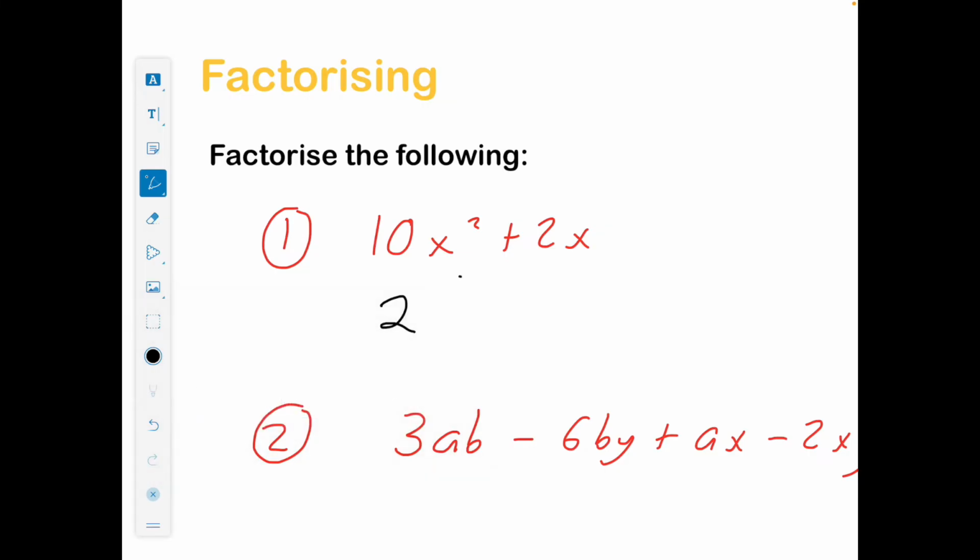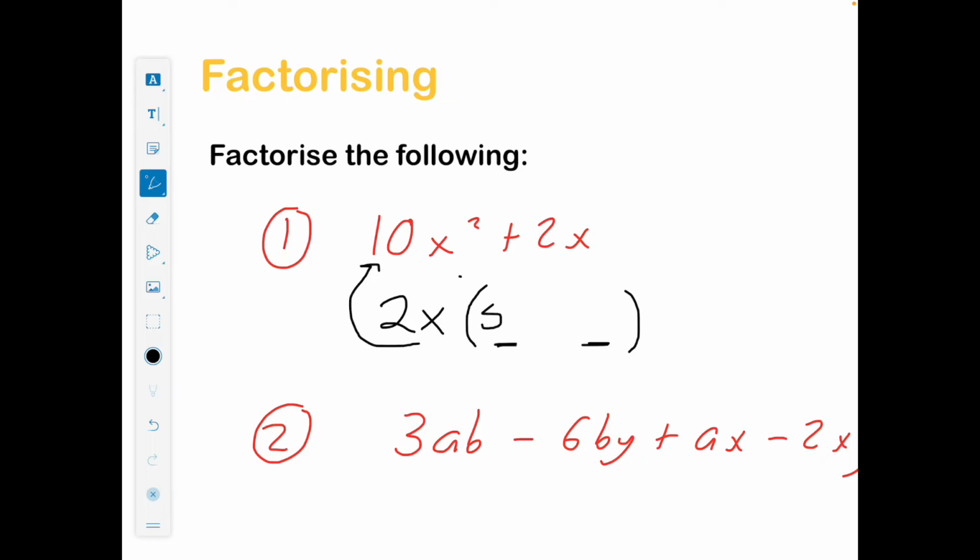Does it have any letter in common? There is an x squared in one and an x in the other. So there is an x in common in both, so we're going to write down our x there and we're going to open our brackets. Now, we need two numbers to go here and here.